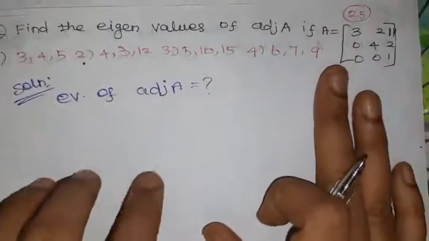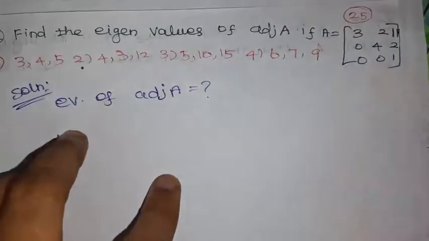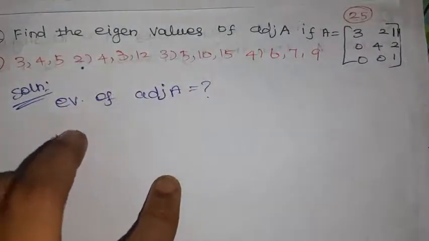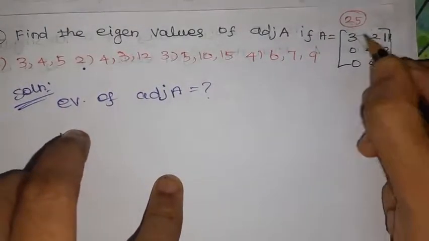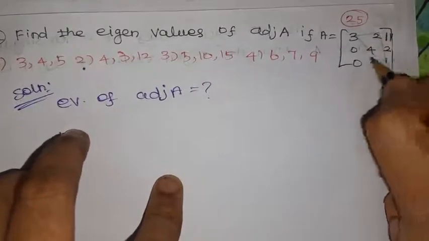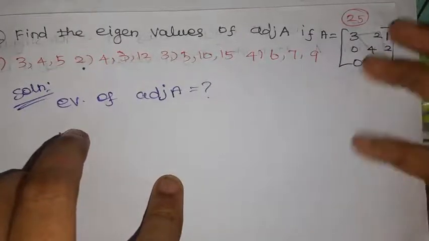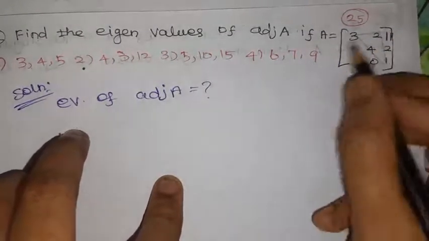See, the matrix is a triangular matrix, and also an upper triangular matrix. It has only the values above the diagonal; below the diagonal all the values are 0.